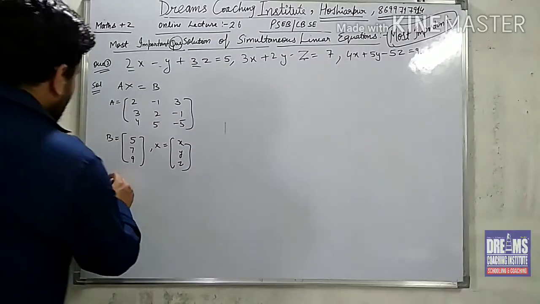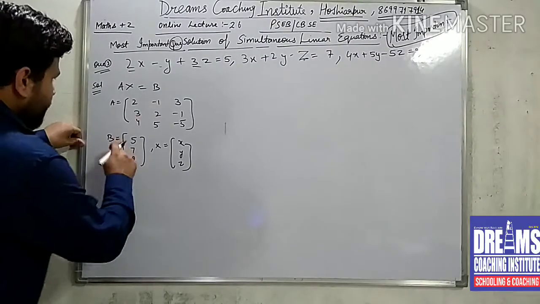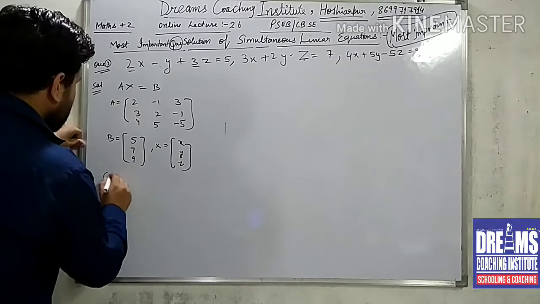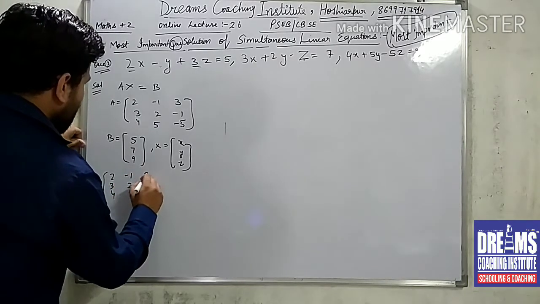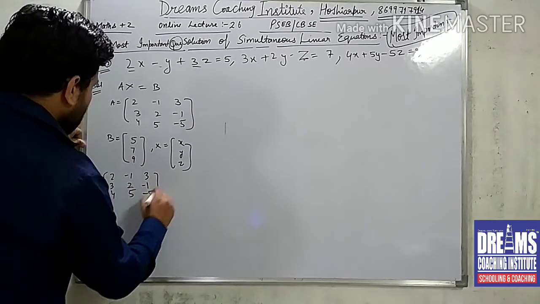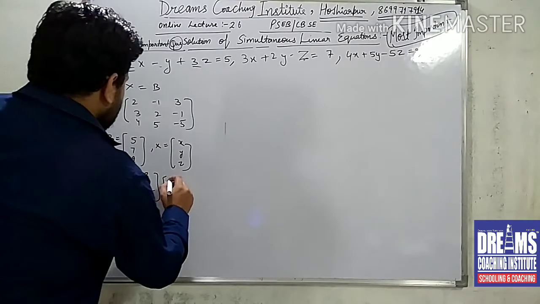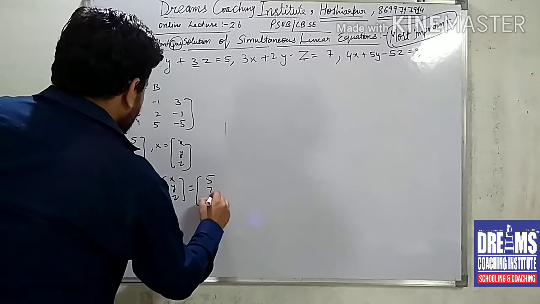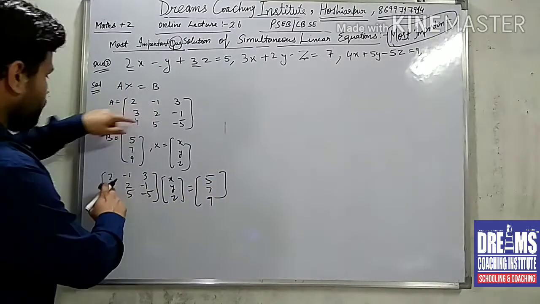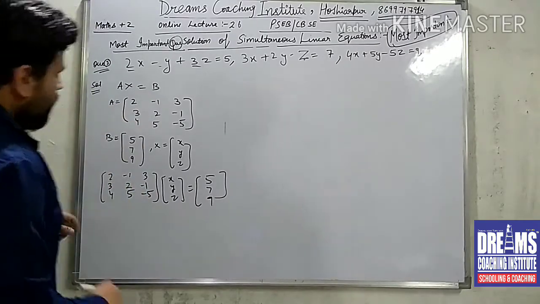So देखिए, now मैट्रिक्स इक्वेशन के लिए इसको वहां पे पुट करिए बेटा. This is 2 3 4, minus 1 2 5. This is 3, minus 1, minus 5. Then here x, which is x y z, then equals to b, 5 7 9. So this is 2 minus 1 3, 3 2 minus 1, 4 5 minus 5.